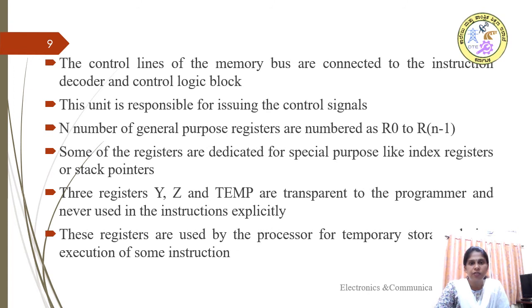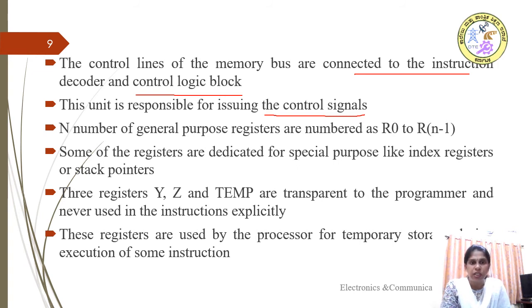The control lines of the memory bus are connected to the instruction decoder and also the control logic block. This unit is responsible for issuing the control signals. Whatever instruction comes to the decoder, it will decode, and based on that, the control logic block will generate the control signals.